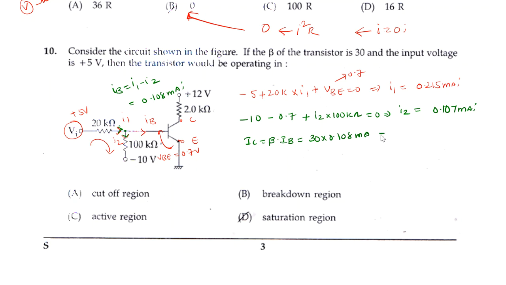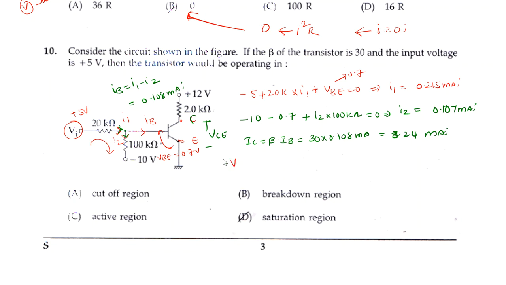So that it will be at 3.24 milliamperes. Now you got this, right? Now VCE we want to calculate. What is the VCE here? The voltage across these two points is nothing but VCE. So in order to find the VCE value, what is the VCE?